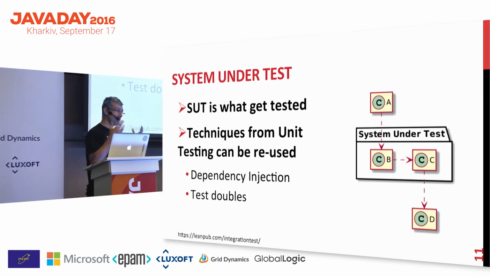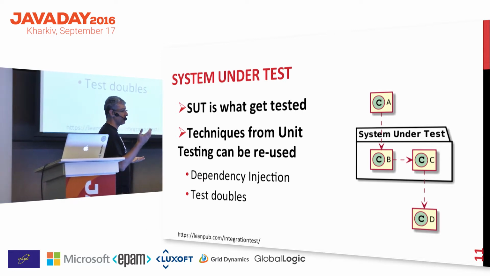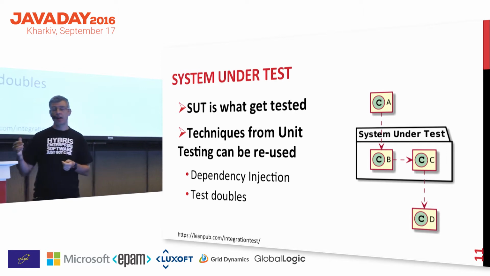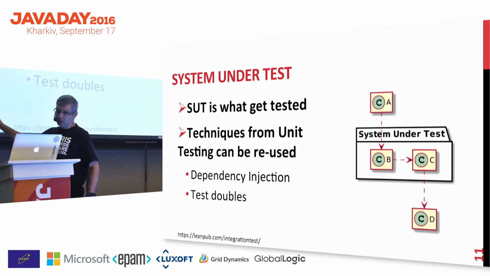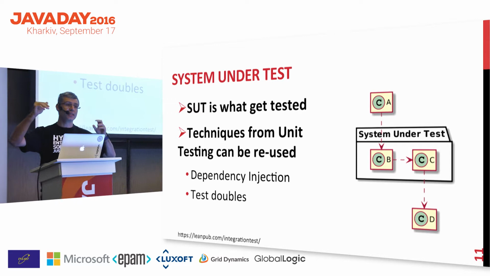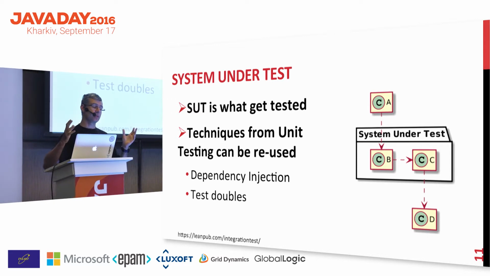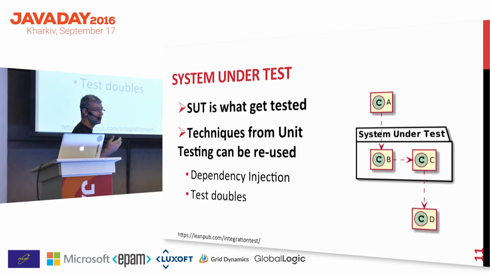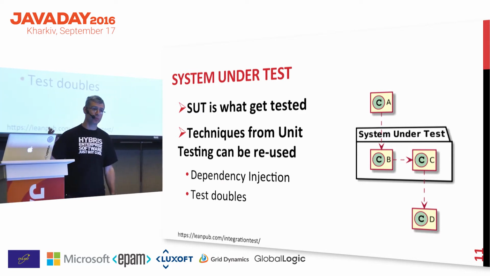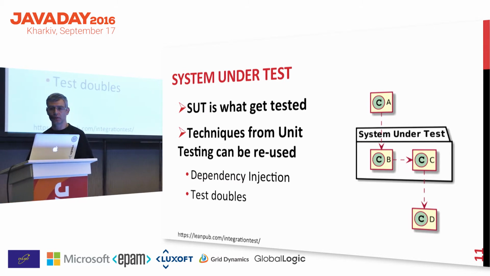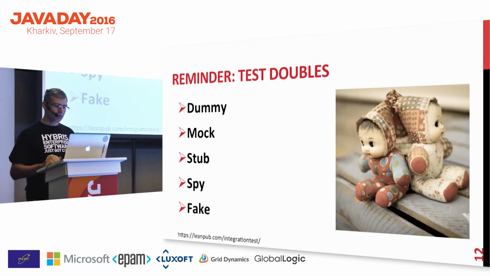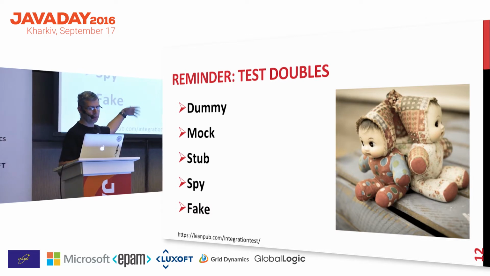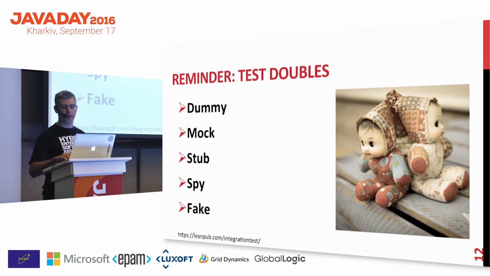So this is the first thing that you need to define when you do an integration test, is to define the scope of the system under test. And if the system under test is not the whole software, you can reuse the lessons you learned from unit testing. You can use dependency injection, you can use test doubles, mocks, and stubs, and so on. So this is just a reminder that you can use every test double you have, the dummies, mocks, stubs, spies, fakes, whatever.